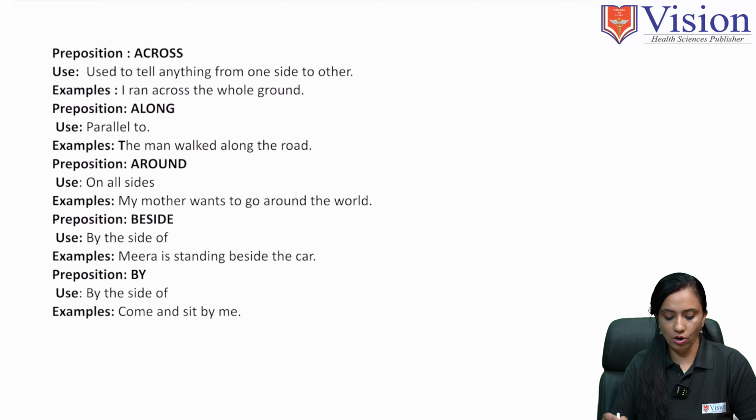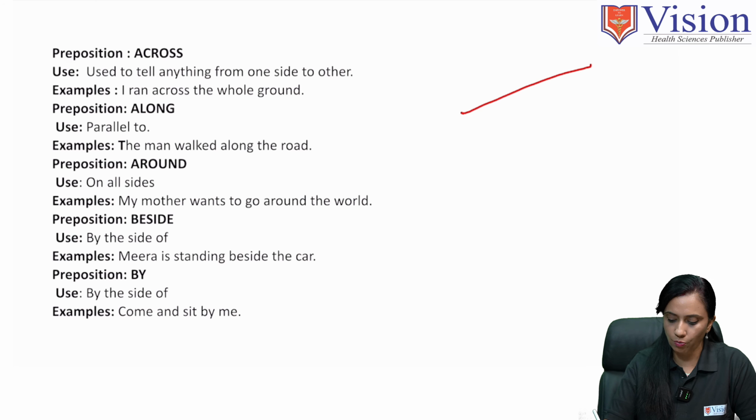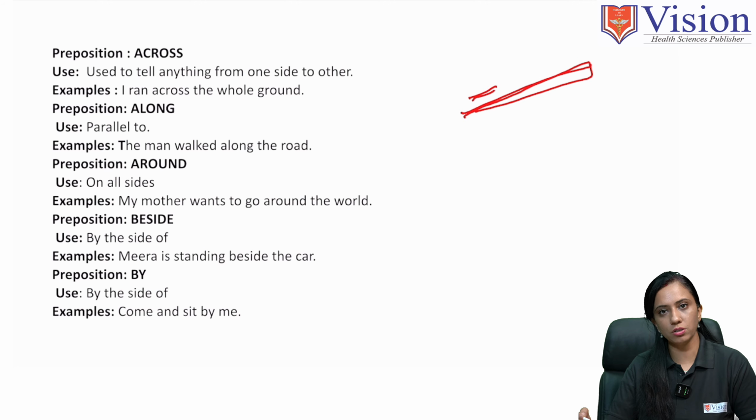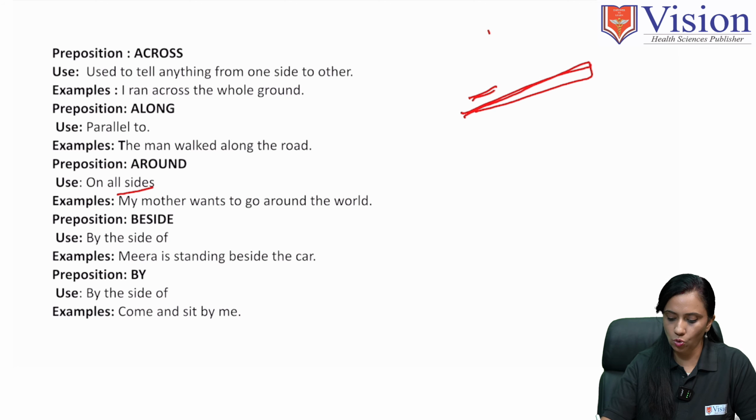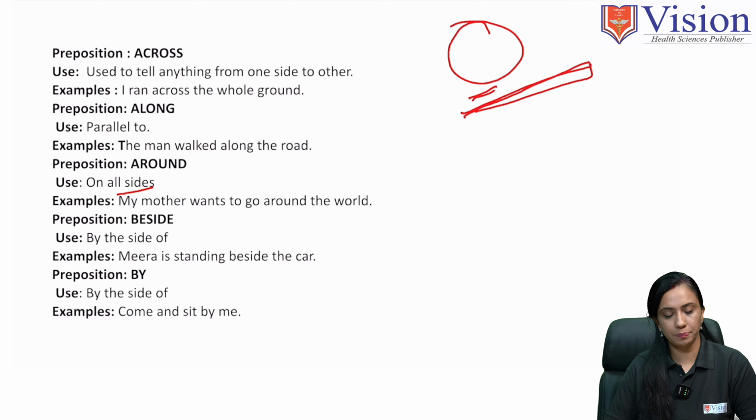Then we have across, used to tell anything from one side to another. That means I ran across the whole ground from one side to another. Along means parallel to. Now, the man walked along the road. This is the road, a man is walking this way. So, the man walked along the road. Around, on all sides. My mother wants to go around the world.